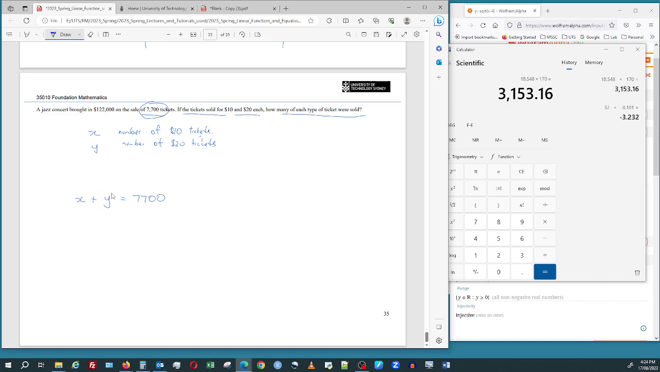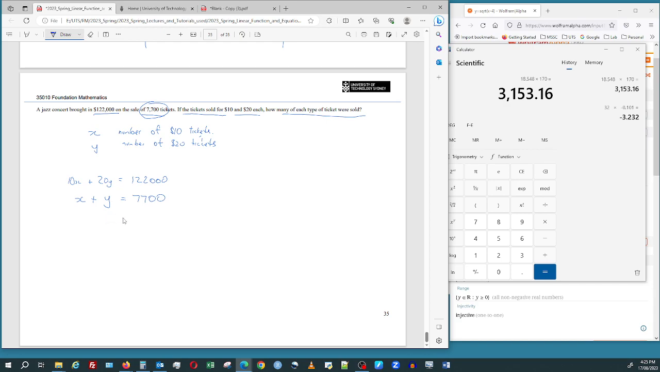Okay, now 10 lots of X, because it's $10 tickets, plus 20 lots of Y came to the revenue amount, 122,000. So now we've got ourselves a set that we can use.